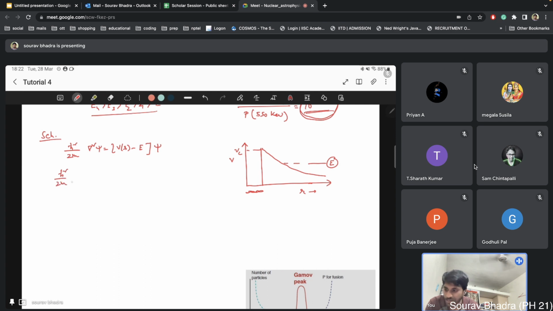So if we write the radial part of the equation, it will look like this. So del 2 del r square r psi is equal to Vr minus E psi. Okay, so this is the equation which we need to solve here. That m can be written as mu also, because we are considering 2 particles, and mu will be the reduced mass of the 2 protons. So mu equals m1 m2 by m1 plus m2.